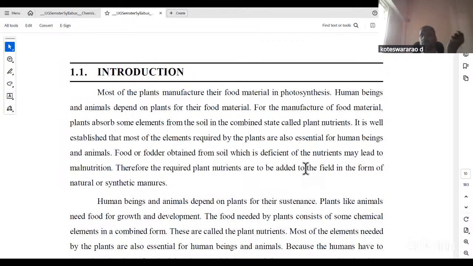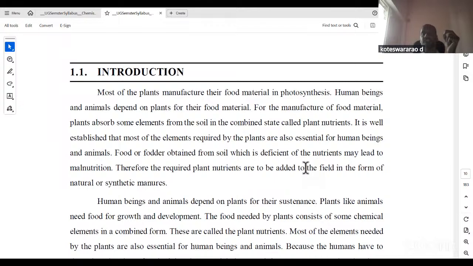Salt forms of compounds or covalent compounds may sometimes be used. These are called plant nutrients. Whatever chemical elements in combined form are applied for plant growth, or for correcting a deficiency of nutrient availability in the soil, are called plant nutrients.